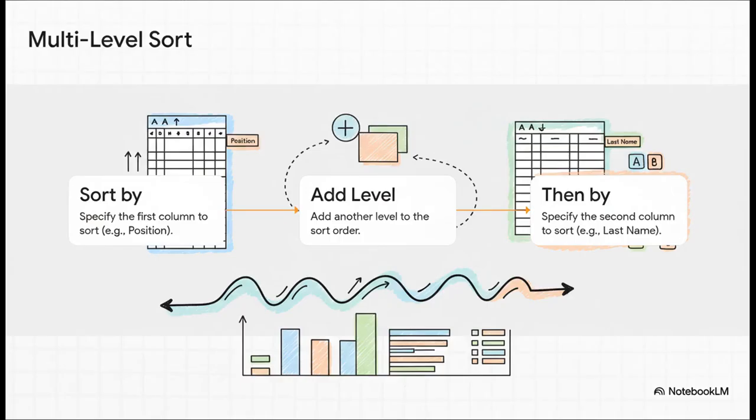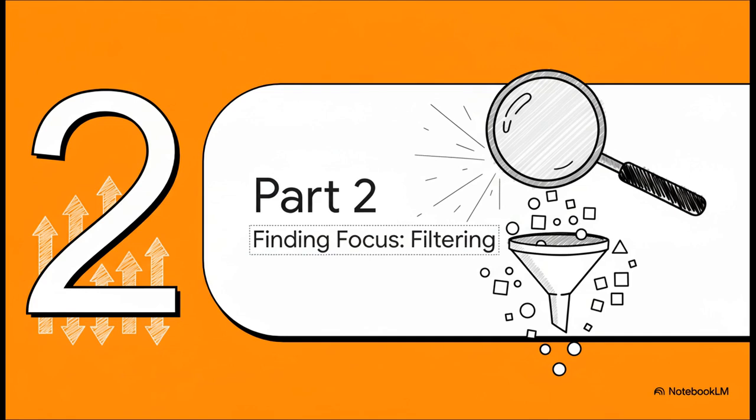This is a total game changer. You just tell your spreadsheet, hey, first sort everything by the position column. Then you click Add a new level and say, and after you do that, sort what's left by last name. And the result? It's this beautifully organized list with these neat alphabetical sublistings. All your managers are together, alphabetized. All your sales reps are together, alphabetized. It's so much cleaner.